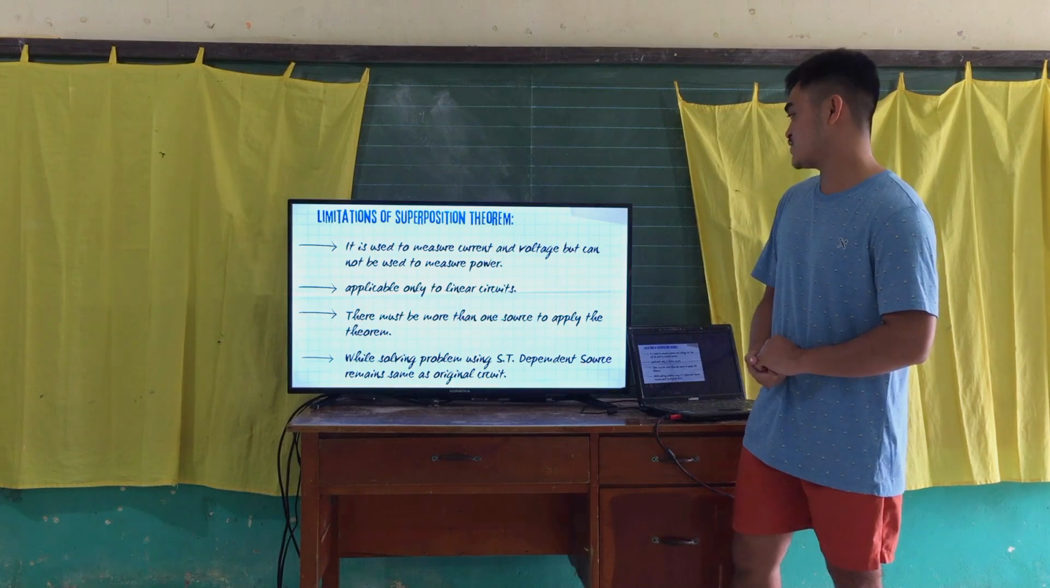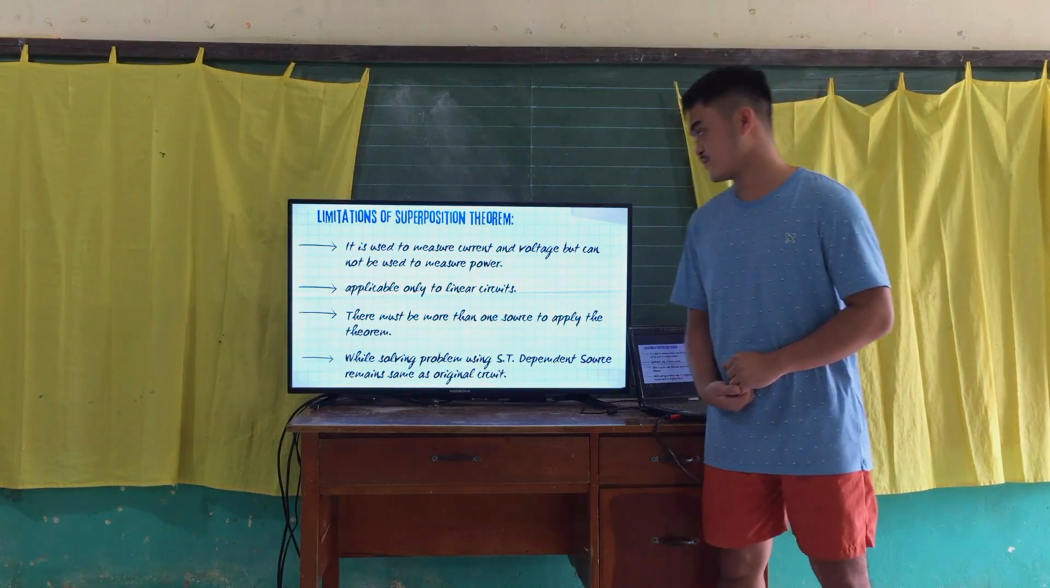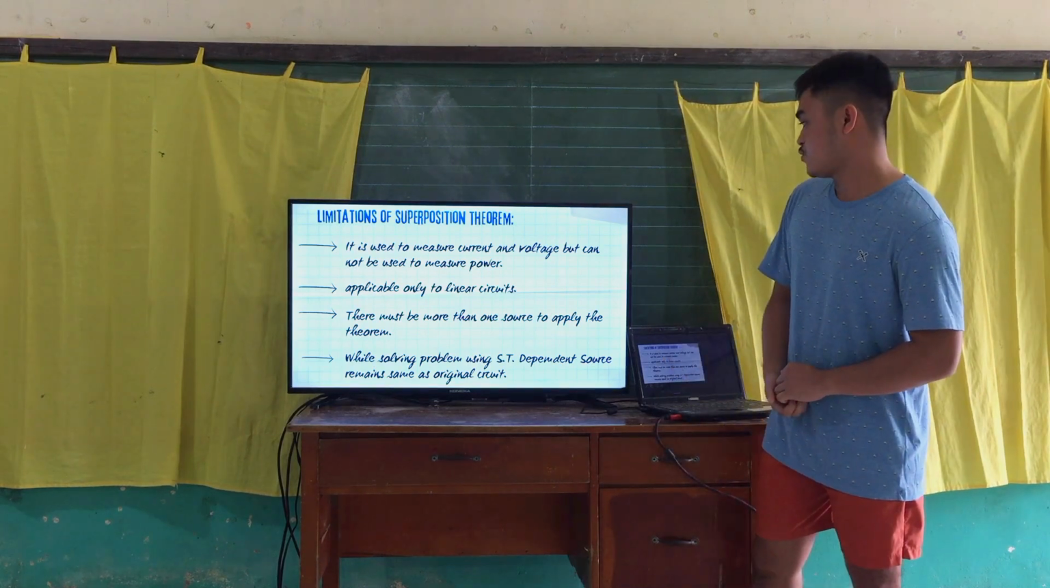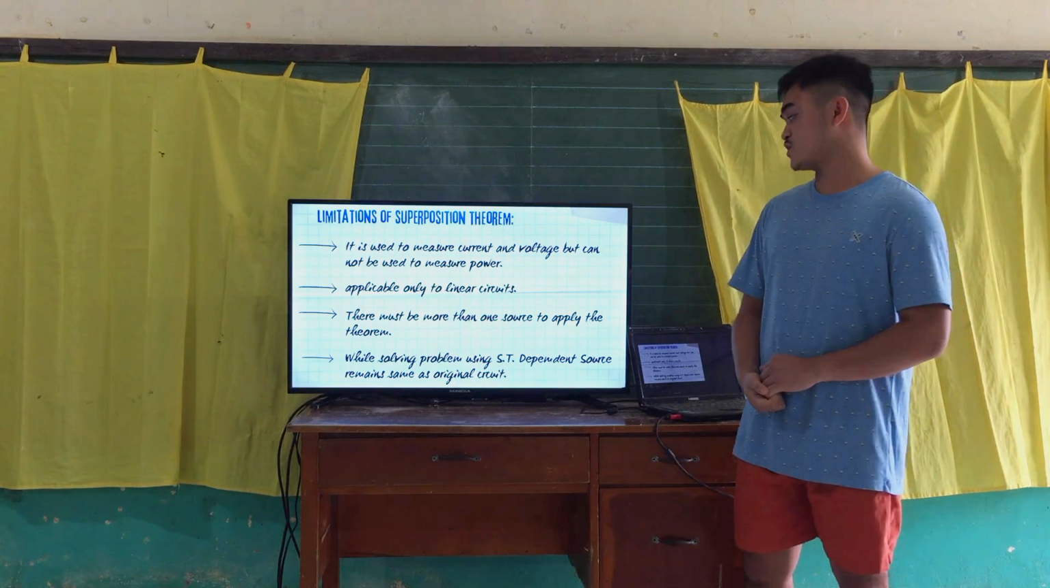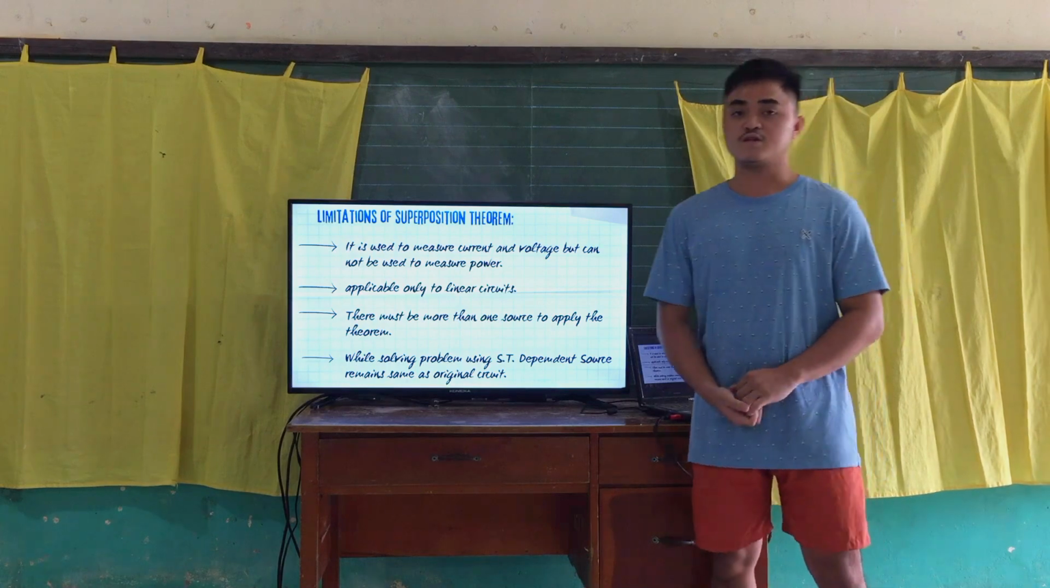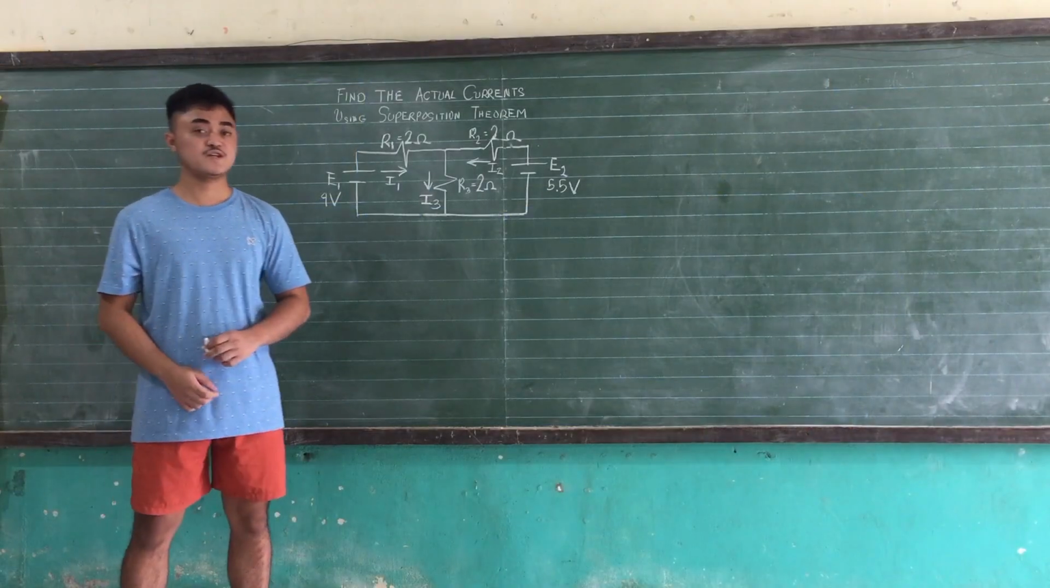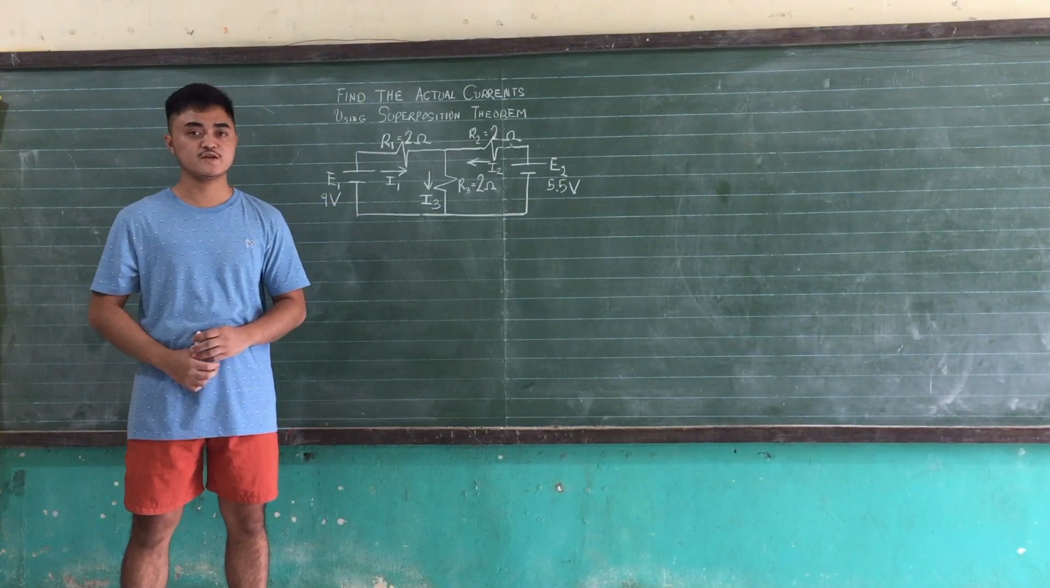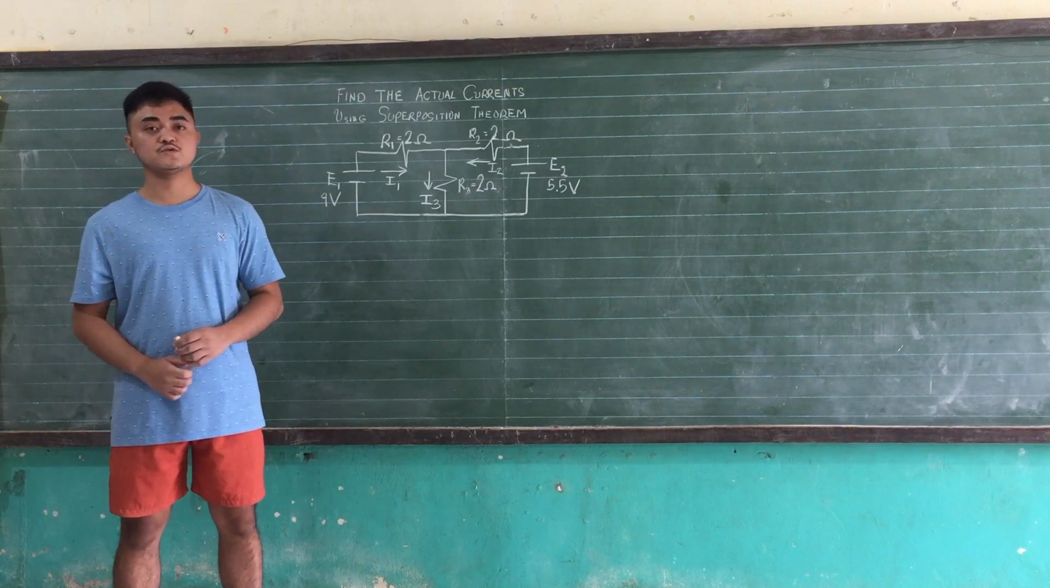Third, there must be more than one source to apply the theorem. And lastly, while solving problems using superposition theorem, dependent sources remain the same as in the original circuit. We come now to the examples of solutions and diagram using superposition theorem.